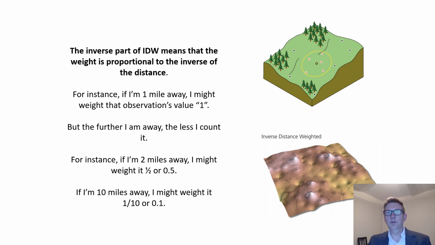So the inverse part of IDW means that the weight is proportional to the inverse of the distance. In other words, if I'm at a distance 0 from my observation, then it's a full weight. But the weight of that observation decreases as I get further away. If I'm 2 units away, then maybe I want to give it a weight of 1/2. If I'm 3 units away, maybe I want to give it a weight of 1/3. If I'm 10 units away, maybe I give it a weight of 1/10. That would be a pretty simple way of weighting those. And as we'll see, things can get a little bit more complicated.